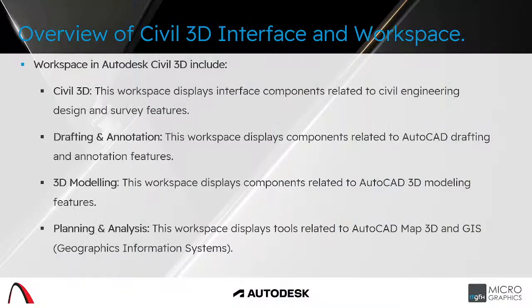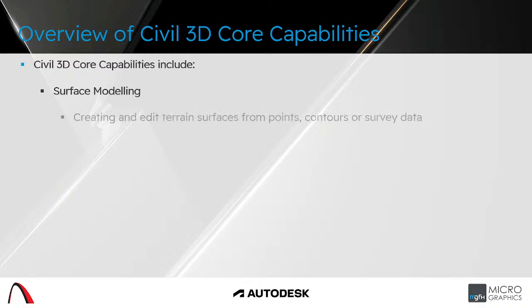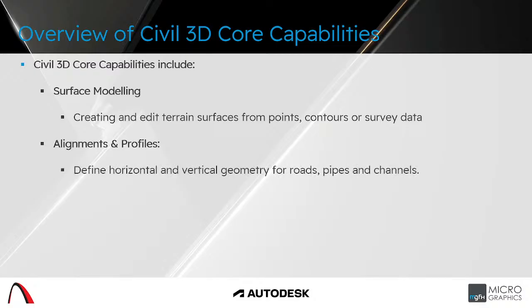Let's see what is next, which is an overview of Civil 3D core capabilities. You will see that Civil 3D core capabilities include surface modeling, that is creating and editing terrain surfaces from point contours or survey data. And then the other thing will be alignments and profiles, that is just to define horizontal and vertical geometry for roads and pipes as well as channels.